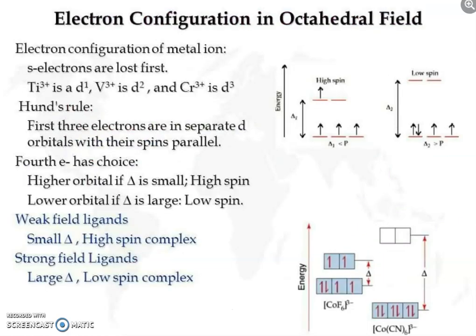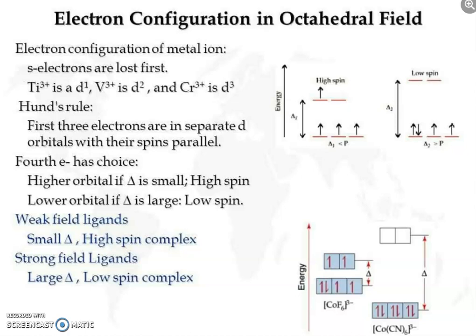Now, electron configuration in an octahedral field. For the electronic configuration of the metal ion, s electrons are lost first. Ti3+ is d1, V3+ is d2, and chromium 3+ is d3. So what is Hund's rule? You know very well: the first 3 electrons go in separate orbitals with their spins parallel. The fourth electron has a choice: a higher orbital if delta is small, high spin; a lower orbital if delta is large, low spin. So a weak field ligand gives a small delta and a high spin complex. A strong field ligand gives a large delta and a low spin complex.